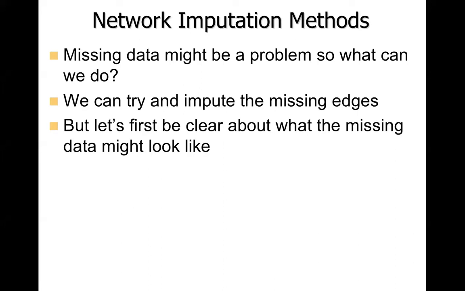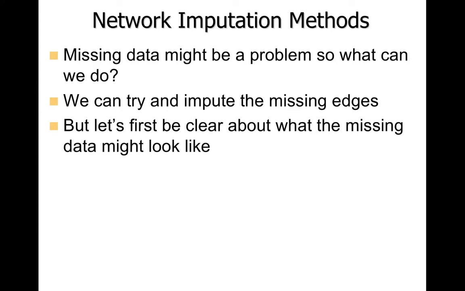Okay, and so the question for the rest of this talk is, what should we do? So you're a researcher, you have missing data, you know it could potentially bias your estimates and lead to incorrect conclusions. What should you do? The basic answer is that you can try to impute, right? If you have missing edges, you can try to impute what those missing edges might look like. And so we're going to go over what your options are and how to actually do that in R.